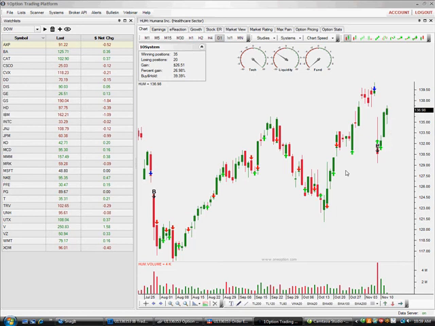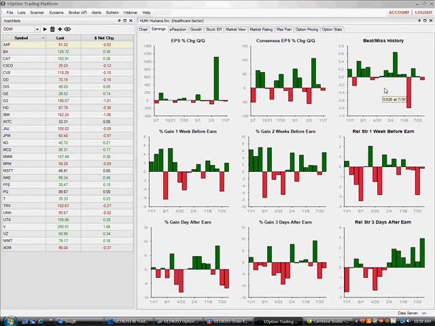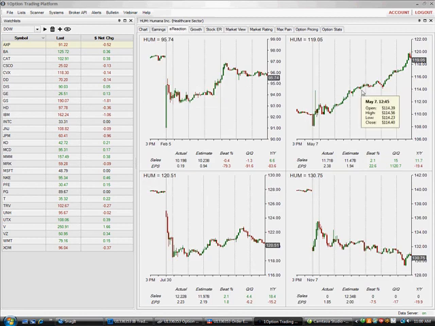So that's how you use the earnings and e-reaction tabs. This gives you a very nice snapshot of what the stock has done heading into earnings, what the beat or miss history has been, the price performance before earnings, price performance after earnings, and here again you get a really detailed look at what the stock does after the earnings announcement.